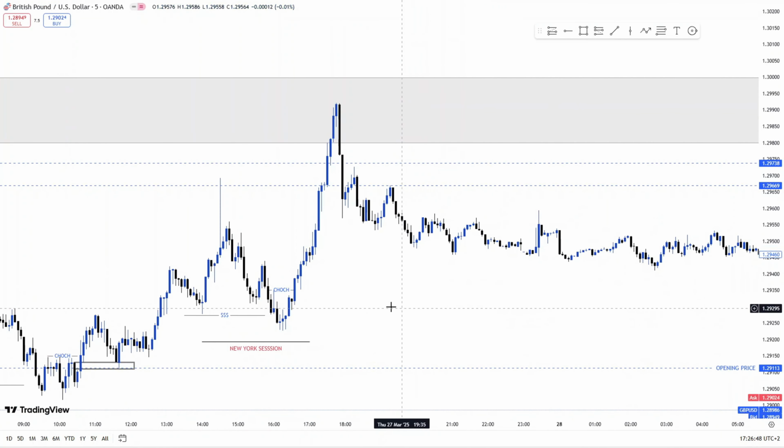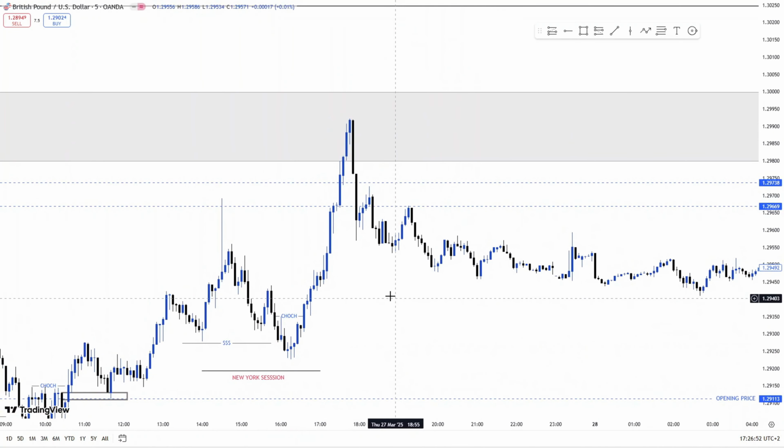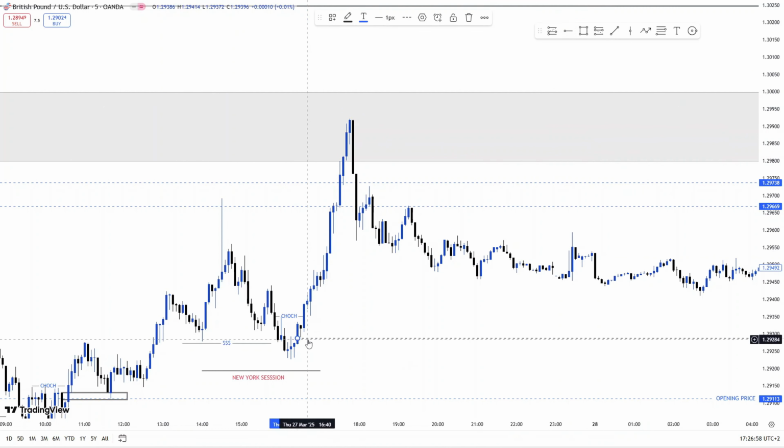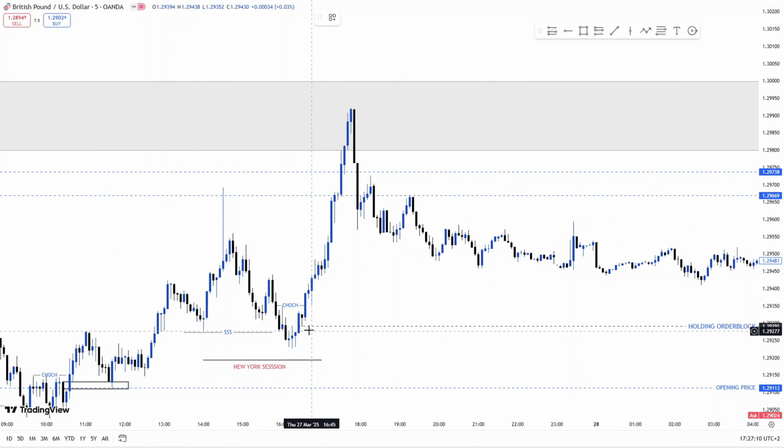So what do we look for after price gives us a change of character? We look at the PD arrays, guys. In this case, what do we see? I can see that there's a holding order block here. So I know very well that price is not gonna come below this order block here. So we got a holding order block here, guys.